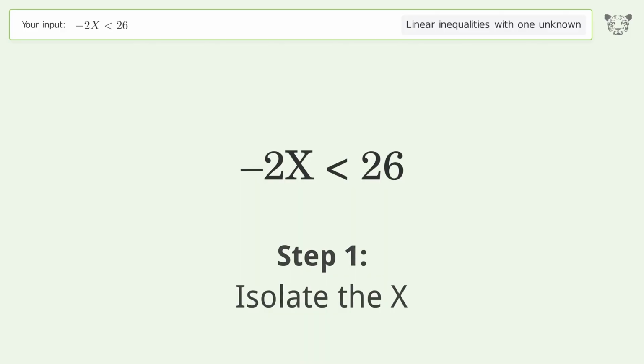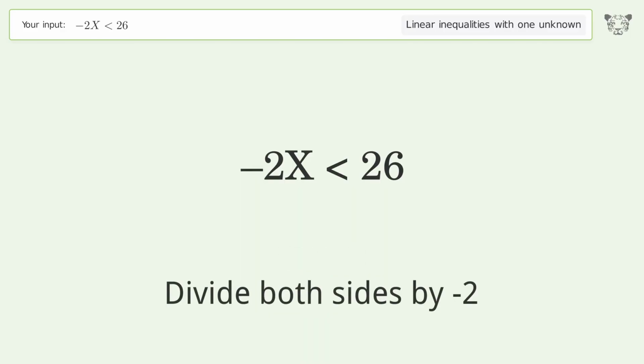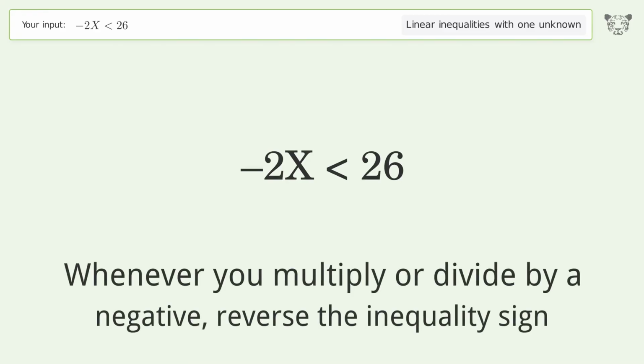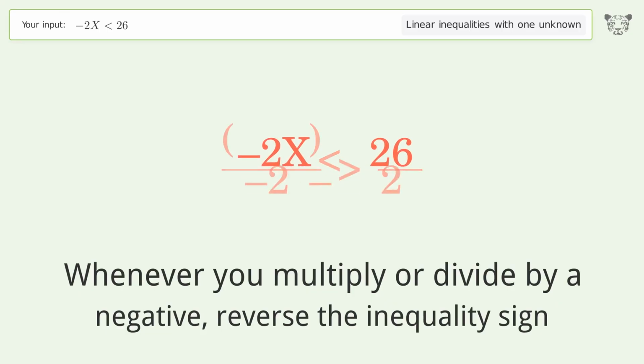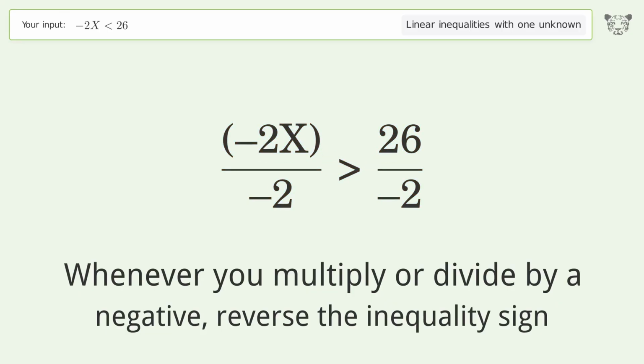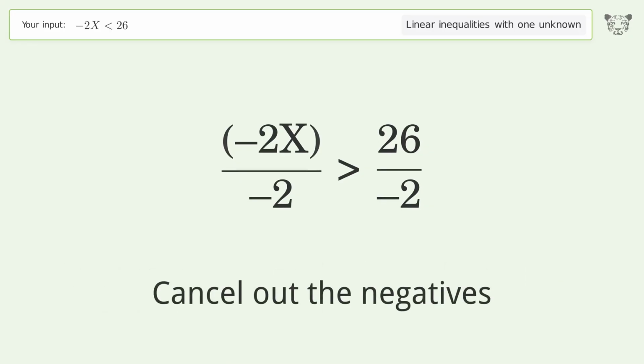Isolate the x. Divide both sides by negative 2. Whenever you multiply or divide by a negative, reverse the inequality sign. Cancel out the negatives.